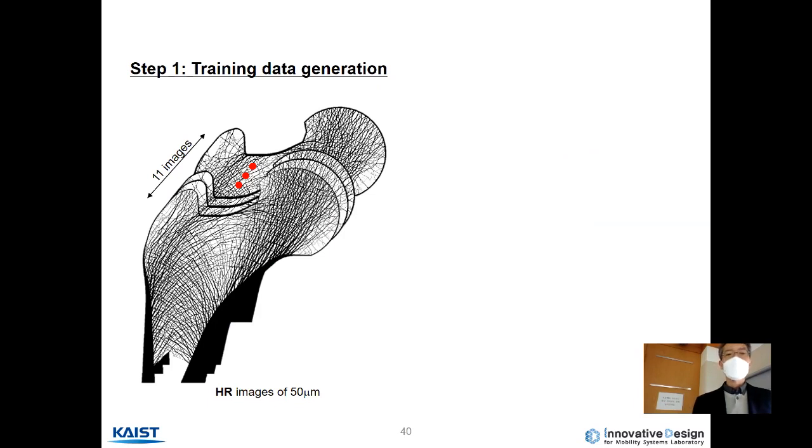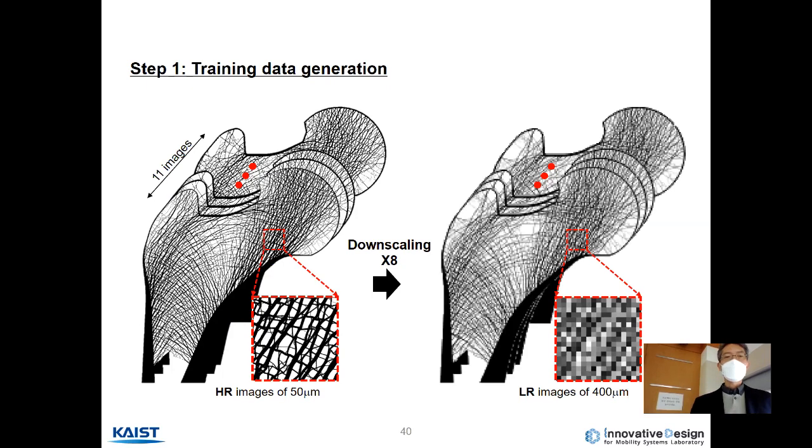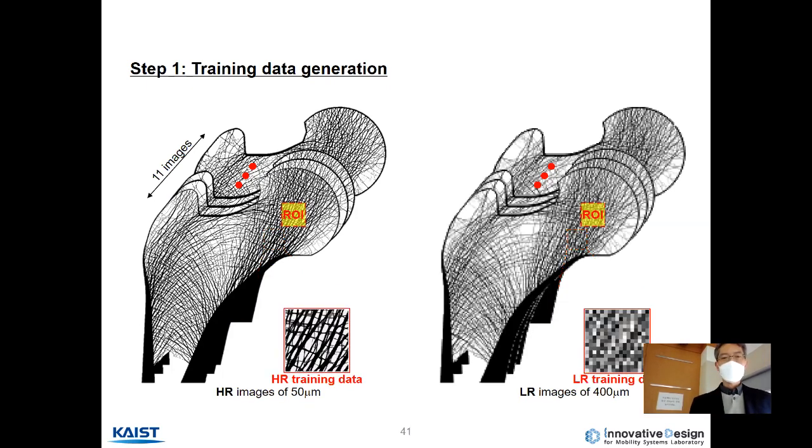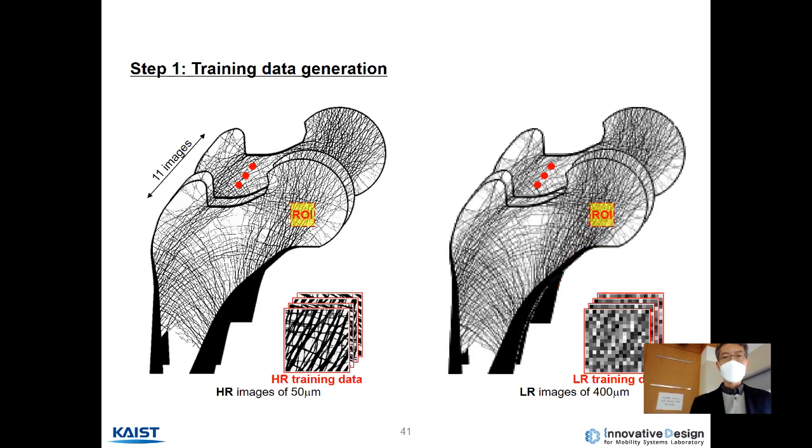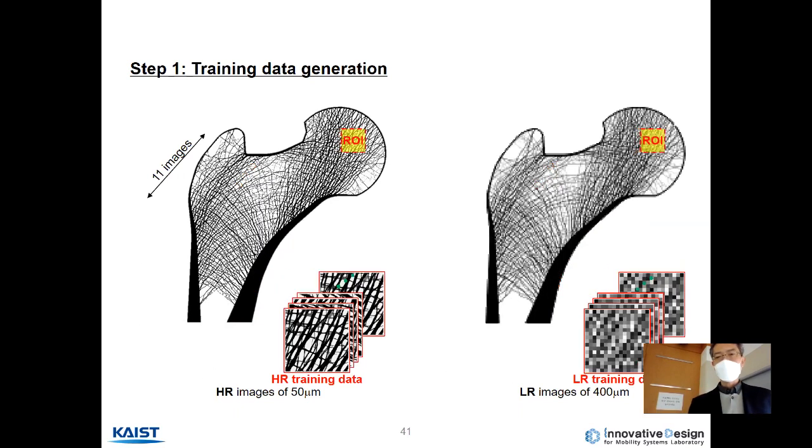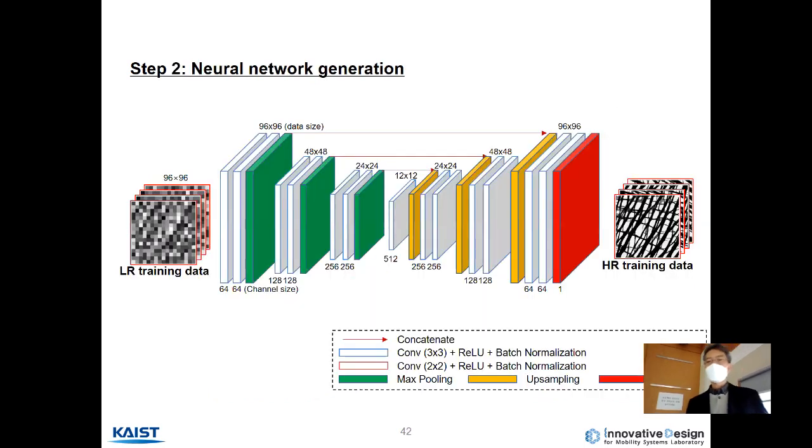For this purpose, we generated training data, again using topology optimization, which I already explained. Here we use a total of 11 images, and for these small domains, we constructed training data. The total number of training data is 120,000. Then we selected the CNN. In this case, this figure shows a UNet CNN.